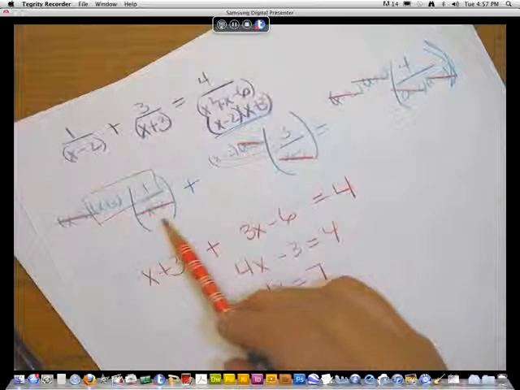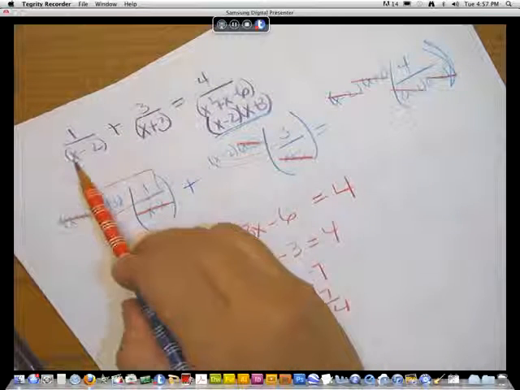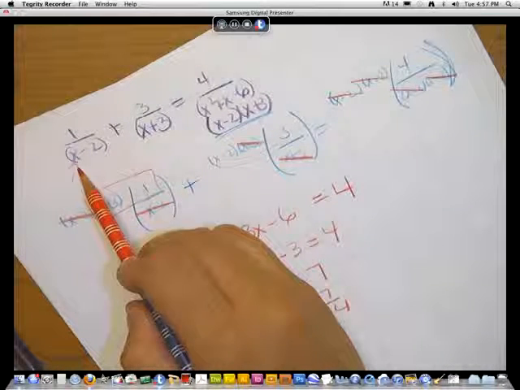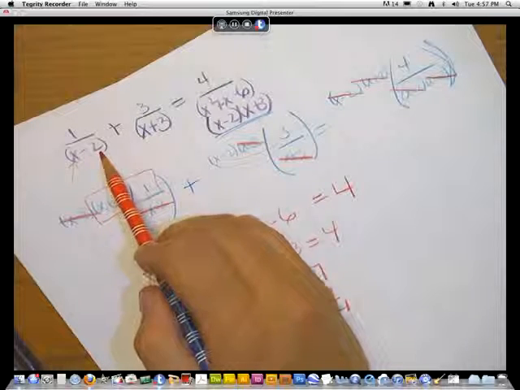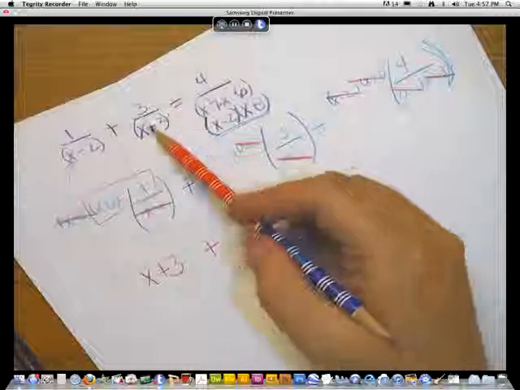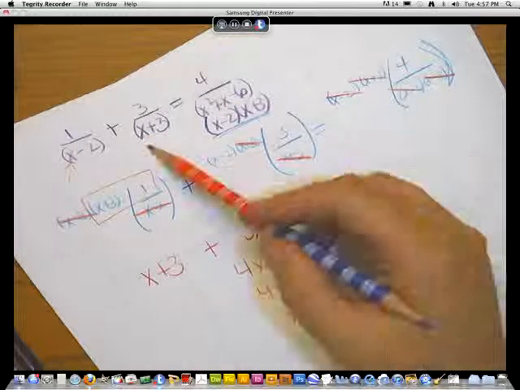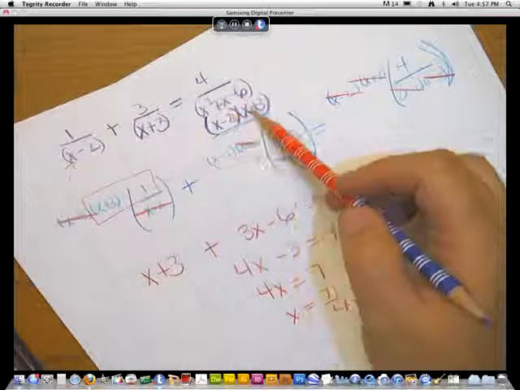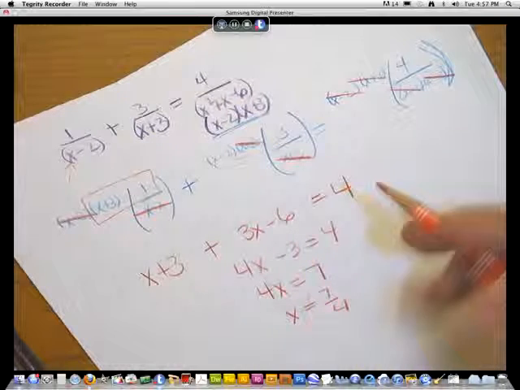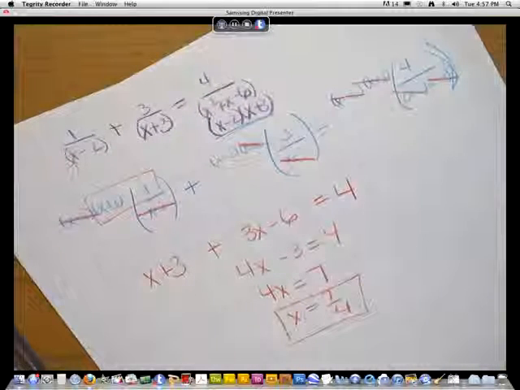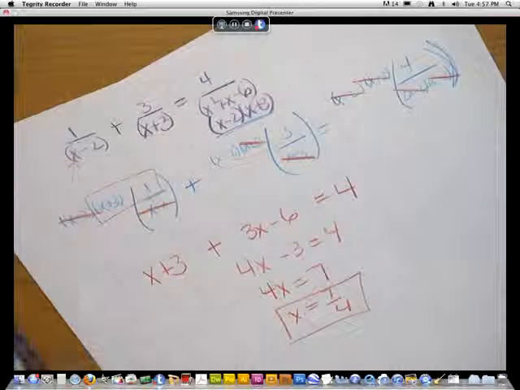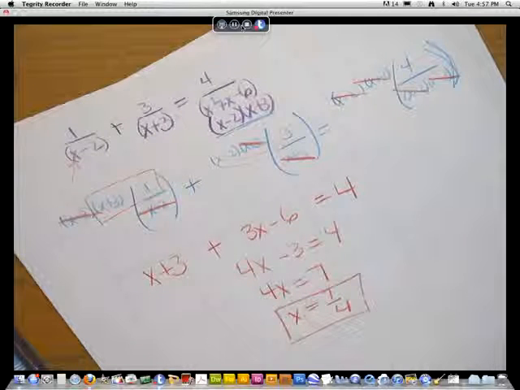All I have to do is check. If I put 7/4 in my denominator up here, do I get 0? No, so I'm okay. Do I get 0 by putting 7/4 here? No. Well, if I didn't get it in either one of those, I'm not going to get it over here. So 7/4 is my final and complete answer. And that's going to be day 1 of P4.